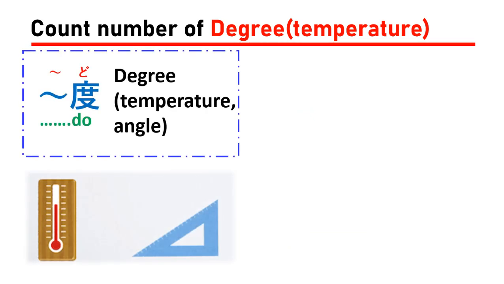In Japanese, they use the unit "do", which means degree in English. Degree is used for temperature or angle. If you want to count the temperature or the angle, you can use "do". So let's see how to count.